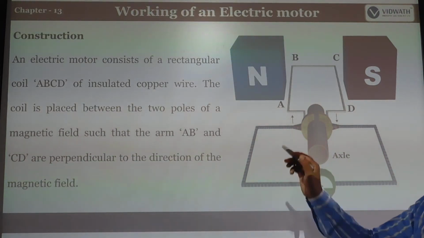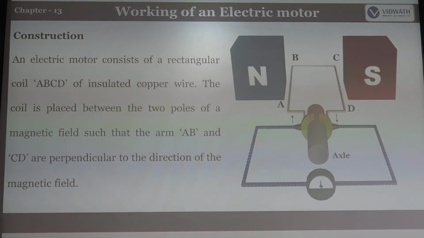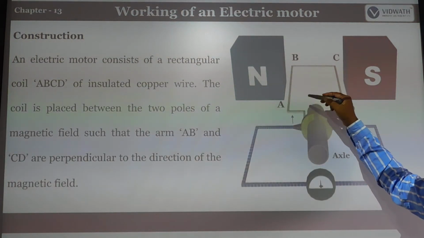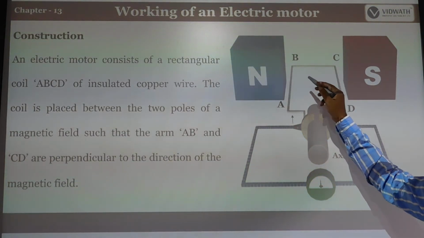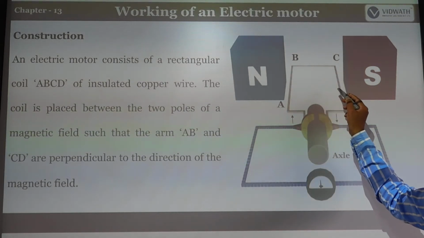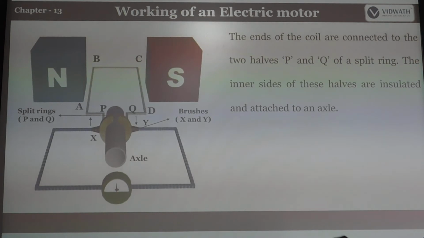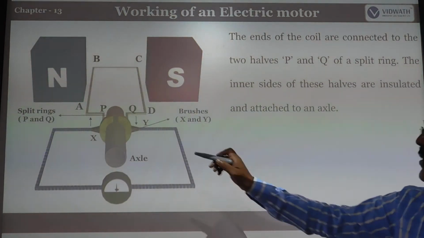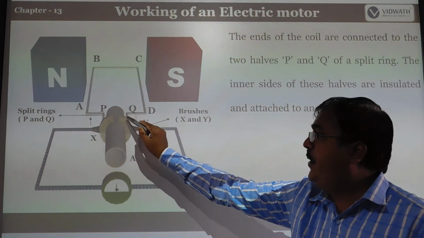The coil is placed between the two poles. One is the north pole, another one is the south pole. So it is placed between the two poles of the magnetic field such that the arm AB is one arm and CD is the other arm, which are perpendicular to the direction of the magnetic field. The magnetic field means whatever is in the middle. The two ends of the coil are called P and Q.